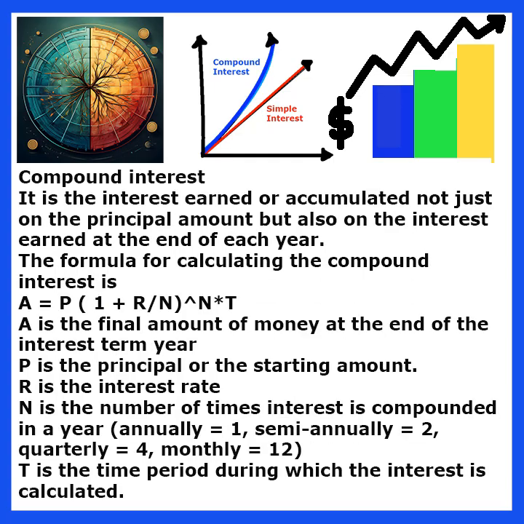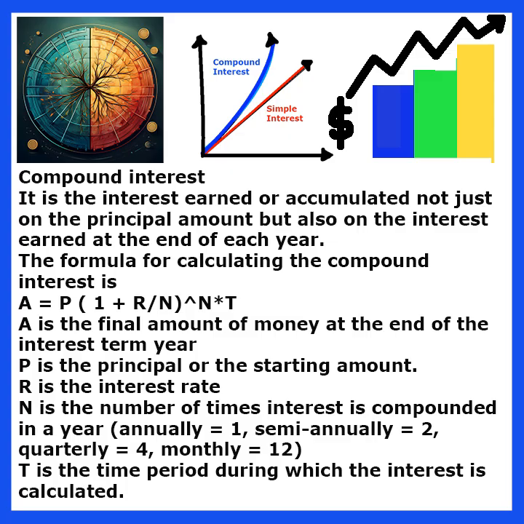Compound interest is the interest earned or accumulated not just on the principal amount but also on the interest earned at the end of each year. The formula for calculating the compound interest is A equals P multiplied by 1 plus R divided by N to the power N multiplied by T.